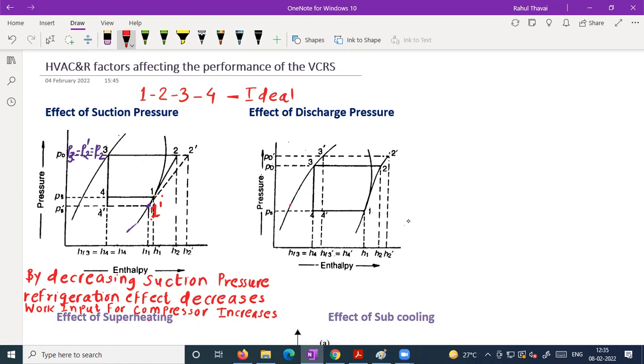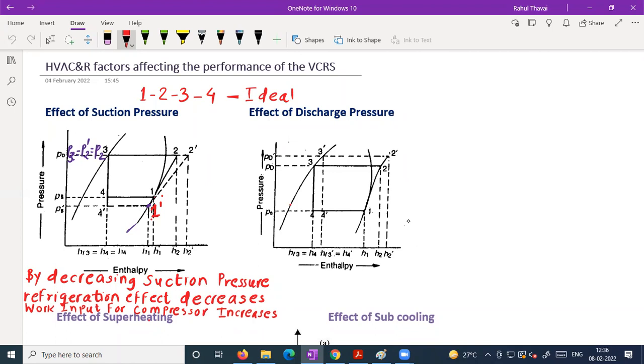But again, due to the resistance offered by the flow of the refrigerant, discharge pressure also increases and suction pressure decreases. Initially suction pressure was P1, and it got decreased to P1 dash. Discharge pressure increases. Initially it was P2, and it got increased to P2 dash.